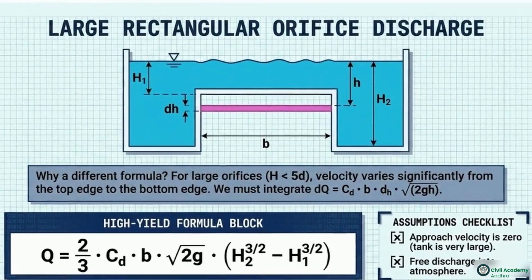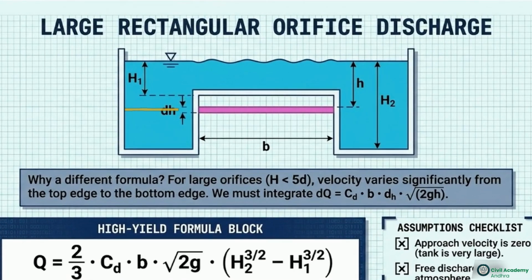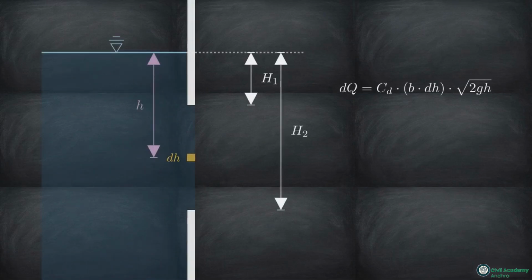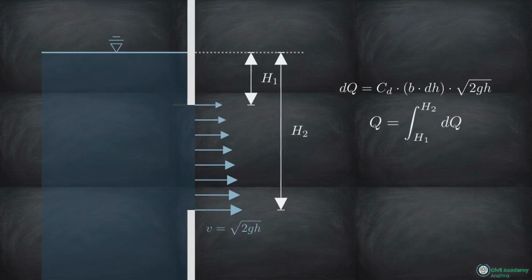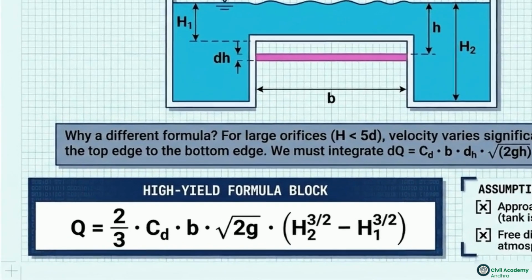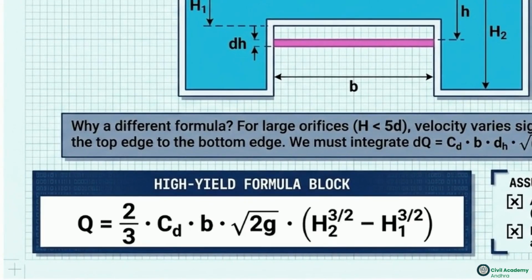Returning to the large rectangular orifice, simple constants break down. Because velocity increases with depth, we slice the cross-section into infinitesimally small horizontal differential strips, dH. To find the true discharge rate, we set up an integral capturing the flow through one singular strip, then sum it across the entire depth. Solving that calculus delivers the integrated expression for total large orifice discharge, multiplying 2/3 by the coefficient, width, square root of 2g, and the pressure head differences.